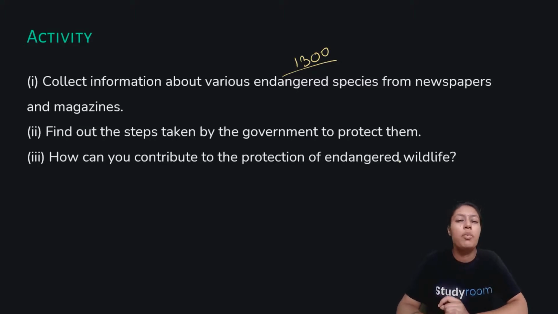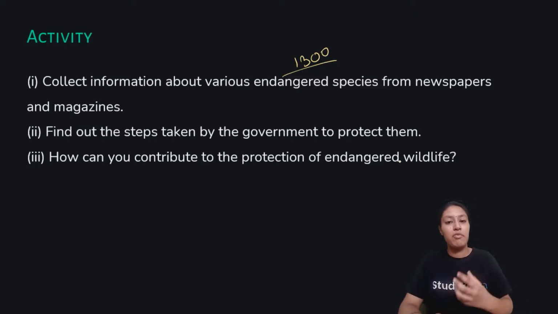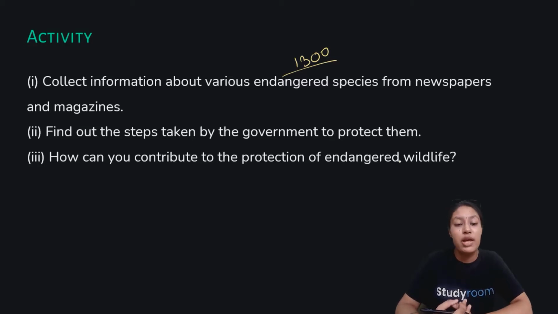Now, that was the job of the government that has been taken at a central level, but how can you, as an individual, responsible citizen, contribute to the protection of these endangered wildlife? It can be as basic as promoting on social media or spreading awareness among your friends. So think about how you as an individual can contribute to this cause, because definitely we need to protect them.